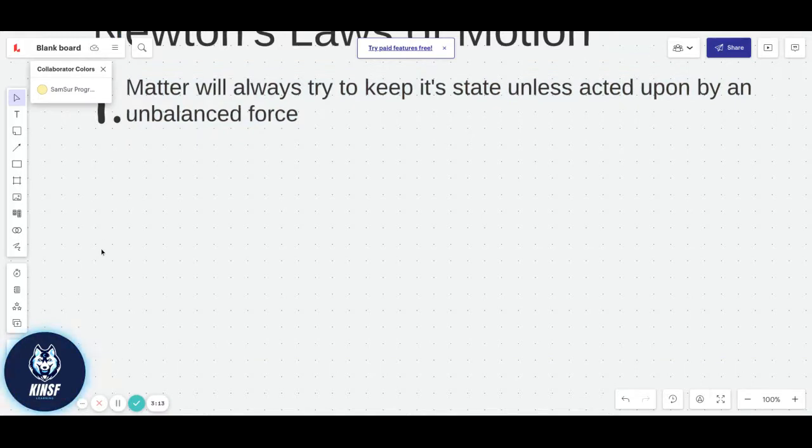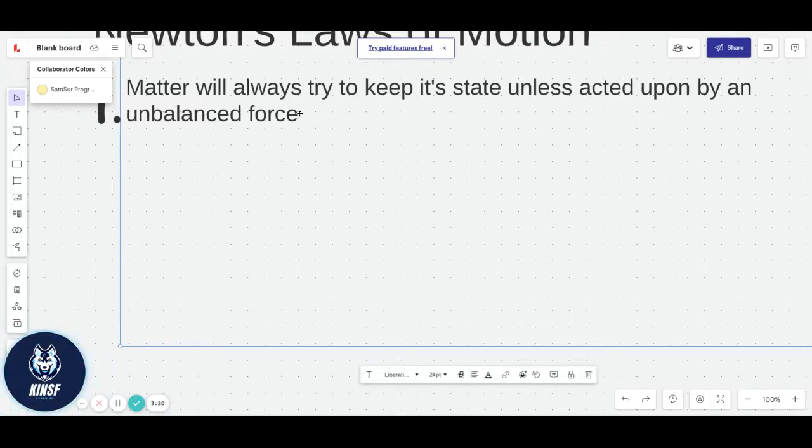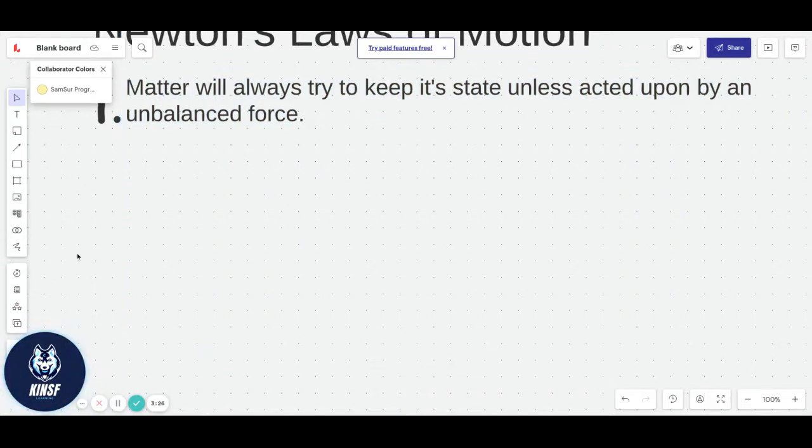Matter will always try to keep its state unless acted upon. Matter can be any object, anything that has mass. Just note this down. So an object will always try to keep its state unless acted upon by an unbalanced force. A ball in motion will try to keep in motion. A ball at rest will try to keep at rest.